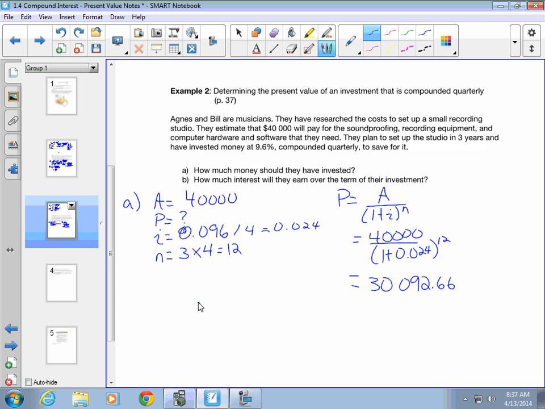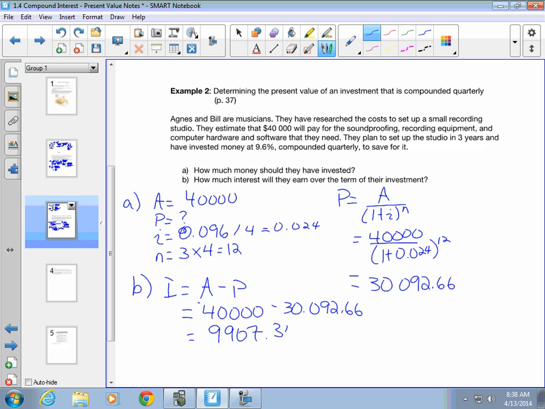Okay, so back to here. How much interest will they earn over the term of their investment? So your interest is just your future minus your present value. So this was 40,000 minus your 30,092.66. So they would have earned $9,907.34.